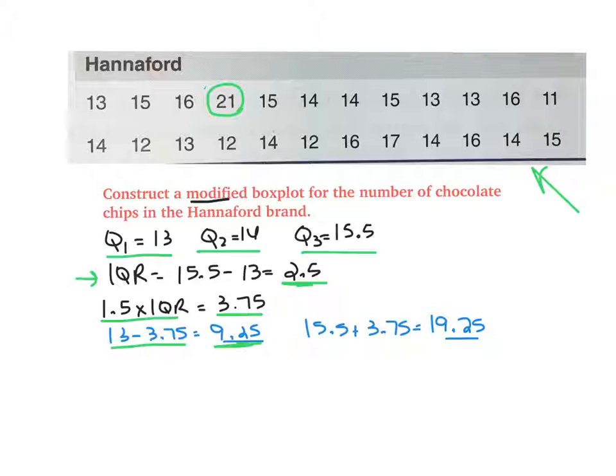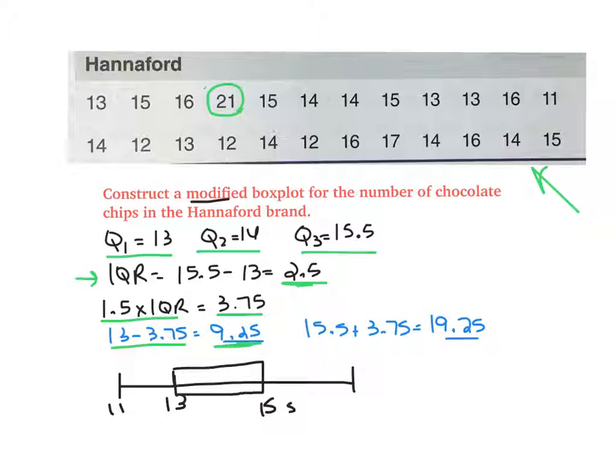So what I'm going to do is make my box and whisker just like this. What is the minimum? It's 11, looks like. My Q1 is at 13, so I'm going to put 13 there. That's where the box starts. And the box is going to go to 15.5. So there's 15.5. My median is a little bit closer to 13. It's 14.